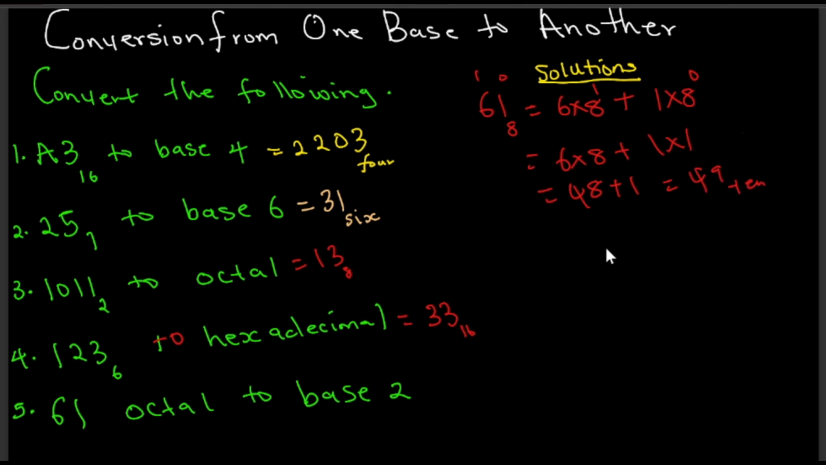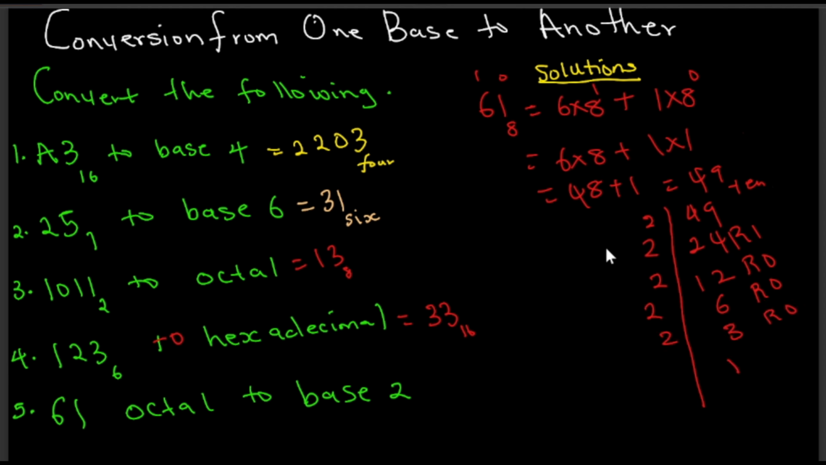Our next agenda is to convert this to base 2. So 49 divided by 2 is 24, remainder 1. 24 divided by 2 is 12, remainder 0. 12 divided by 2 is 6, remainder 0. 6 divided by 2 is 3, remainder 0. 3 divided by 2 is 1, remainder 1. 1 divided by 2 is 0, remainder 1. So from bottom to top, we have 110001 base 2.